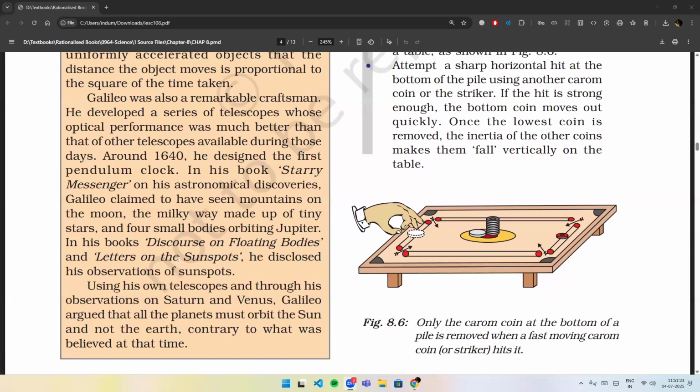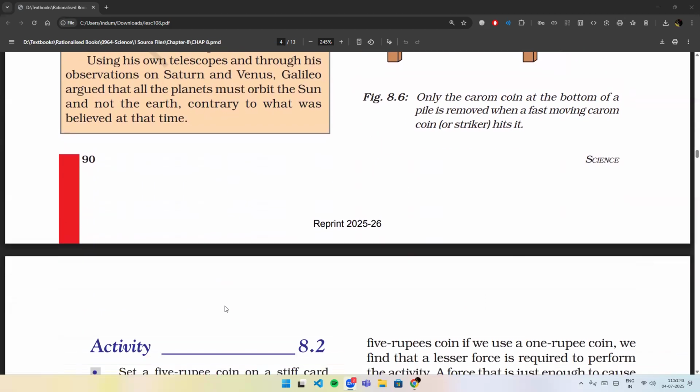In his books, Discourse on Floating Bodies and Letters on the Sunspots, he disclosed his observations of sunspots. Using his own telescopes and through his observations on Saturn and Venus, Galileo argued that all the planets must orbit the Sun and not the Earth, contrary to what was believed at that time.